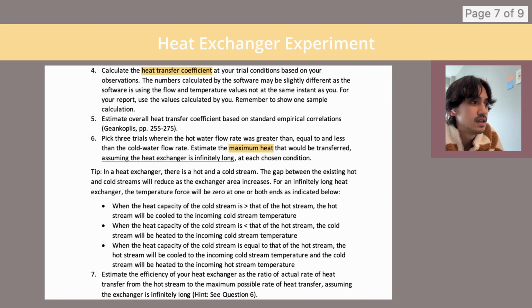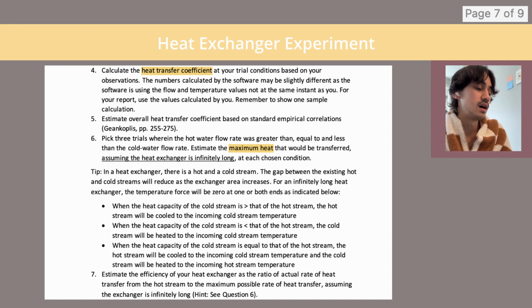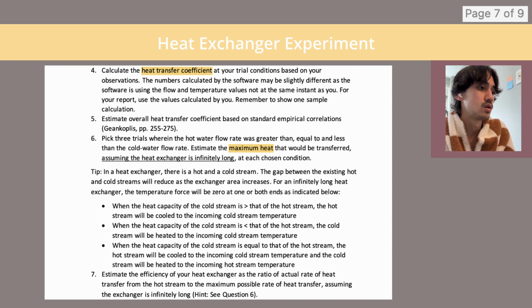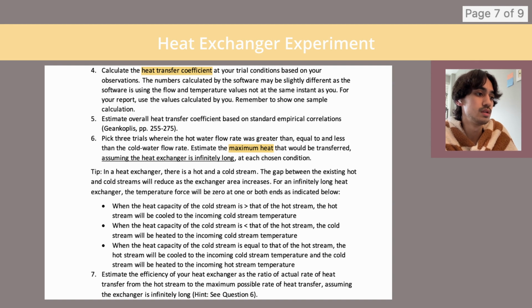And then a tip. In a heat exchanger, there is a hot and cold stream. The gap between the exiting hot and cold streams will reduce as the exchanger area increases. For an infinitely long heat exchanger, the temperature driving force will be 0 at one or both ends as indicated below. When the heat capacity of the cold stream is greater than that of the hot stream, the hot stream will be cooled to the incoming cold stream temperature. When the heat capacity of the cold stream is equal to that of the hot stream, the hot stream will be cooled to the incoming cold stream temperature, and the cold stream will be heated to the incoming hot stream temperature.